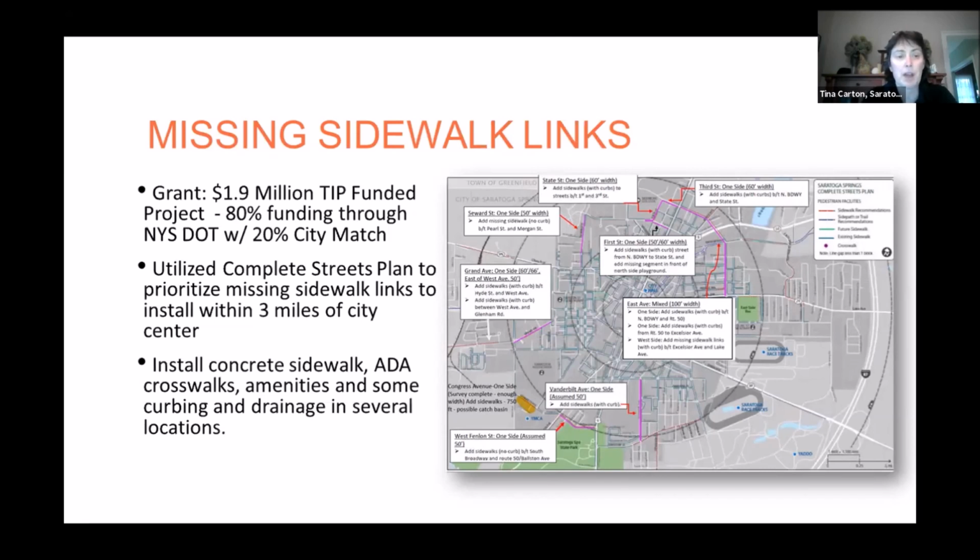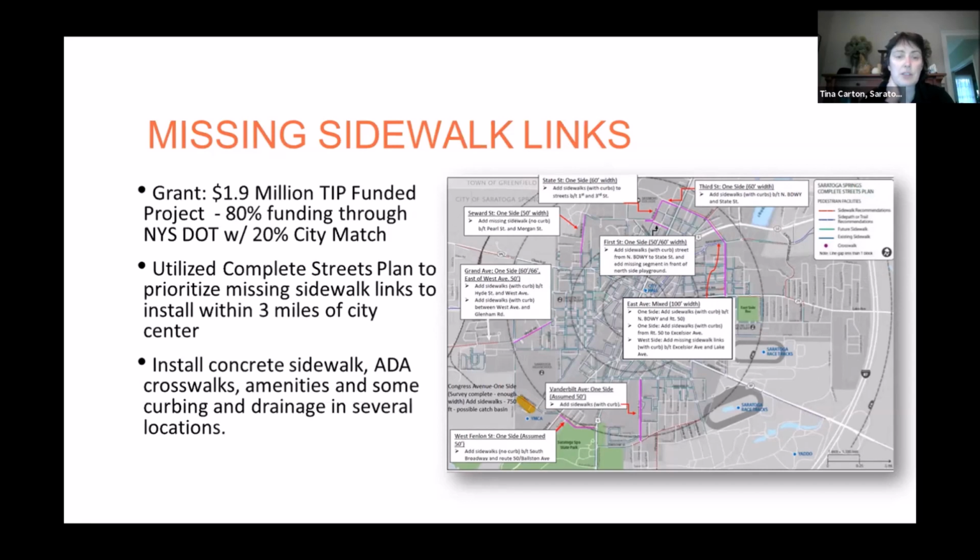We were able to apply for funding utilizing that data and the data that was in our Complete Streets plan to submit a $1.9 million TIP funded project, which 80% of that is funded with DOT money, and the other 20% is from the city's capital budget.